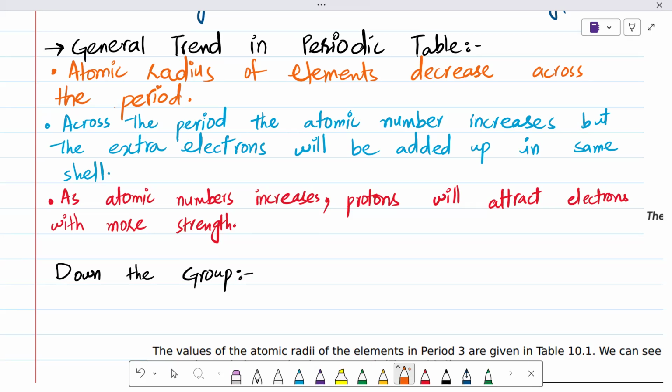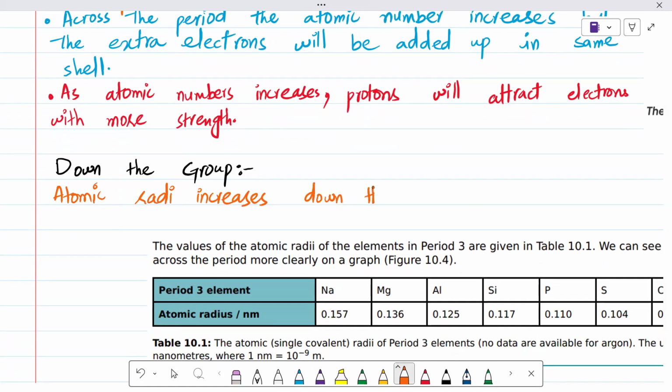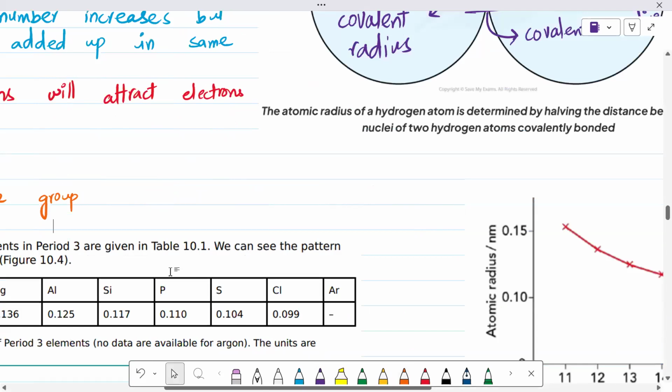So when we talk about the groups, the atomic radii increases down the group. Okay, the atomic radii will increase down the group. And why will it increase? Because down the group the number of shells will increase. Okay, I can write it.